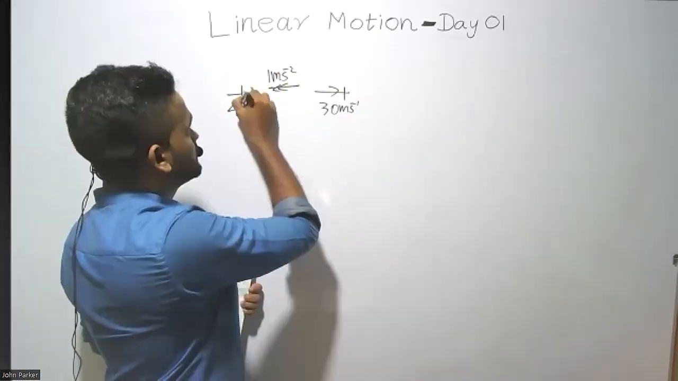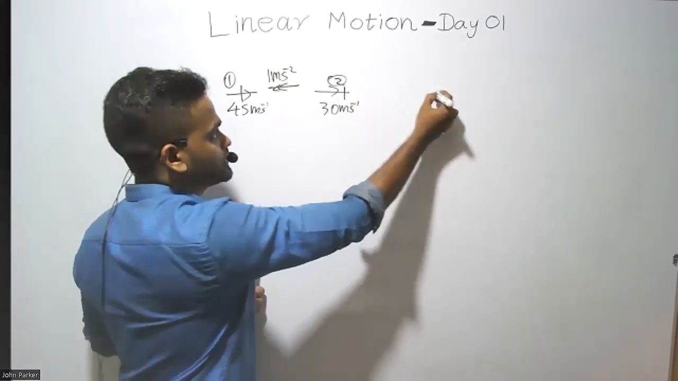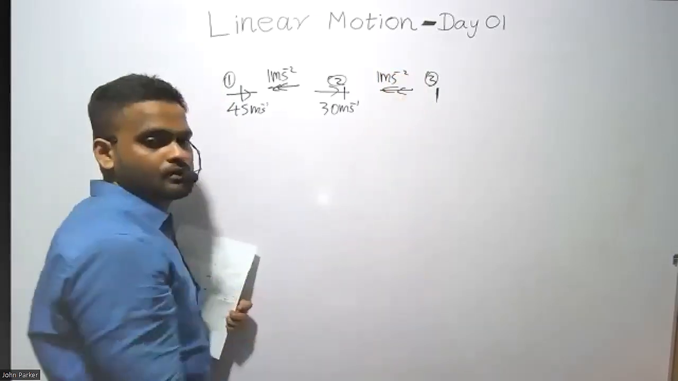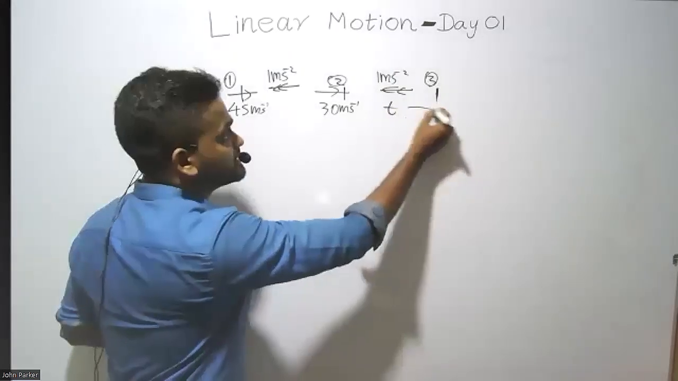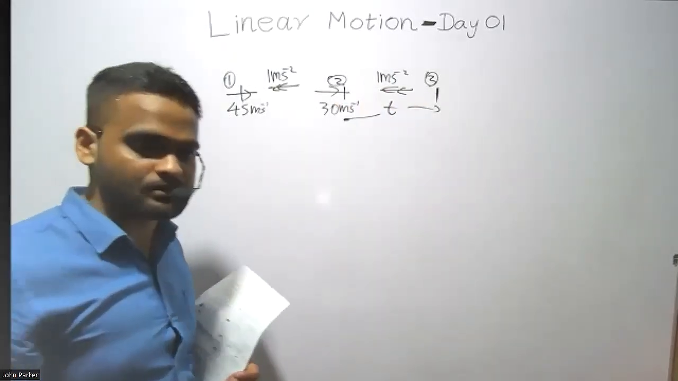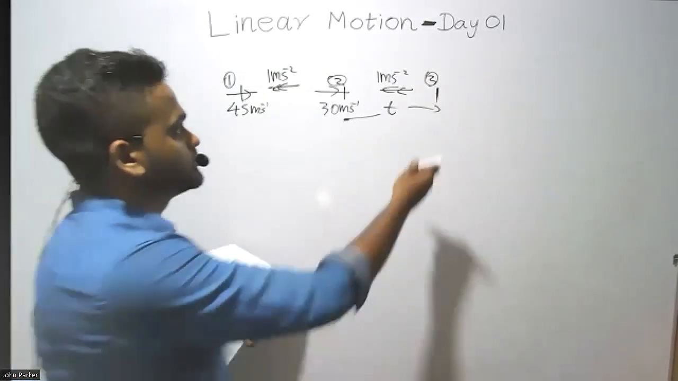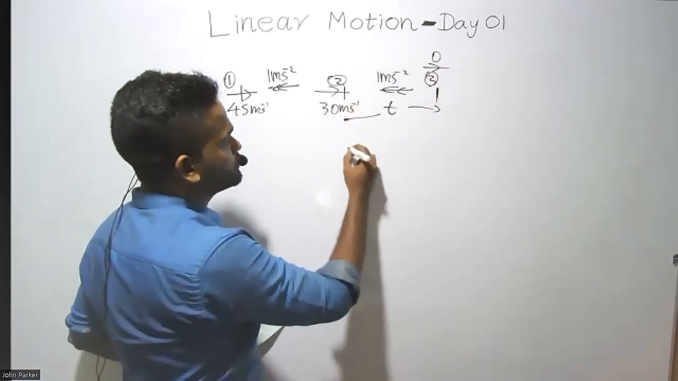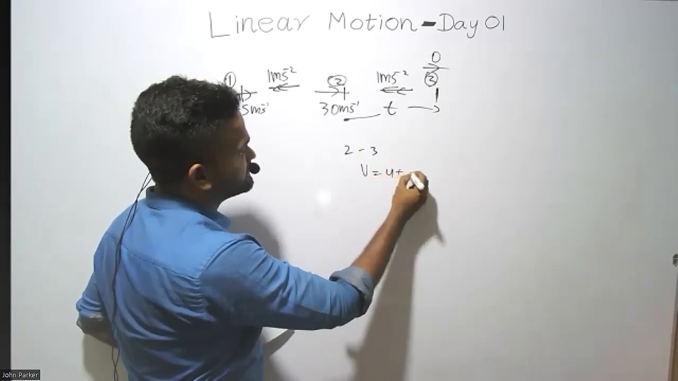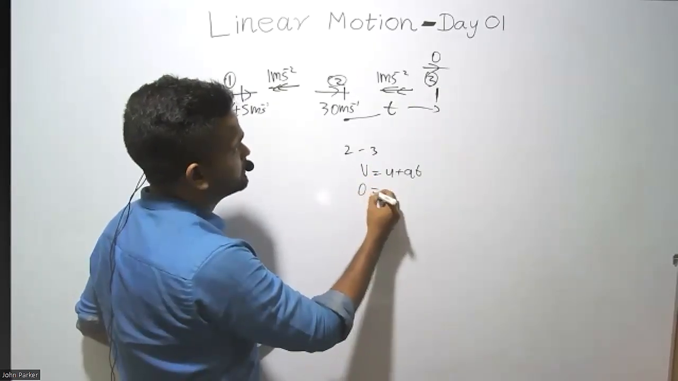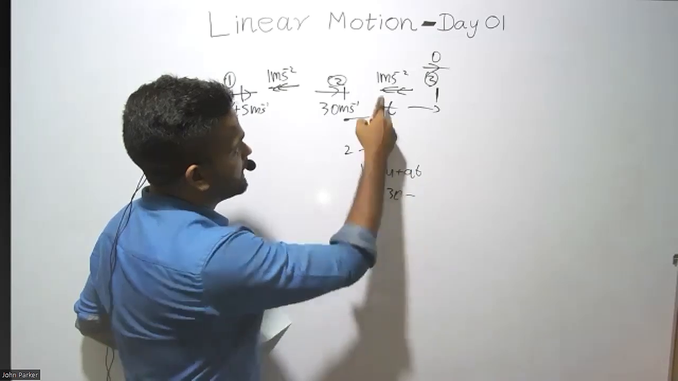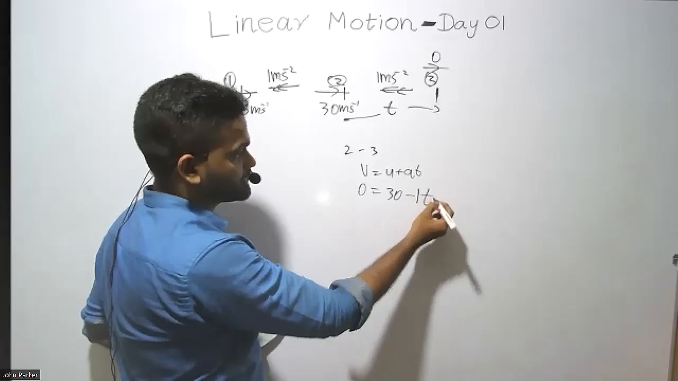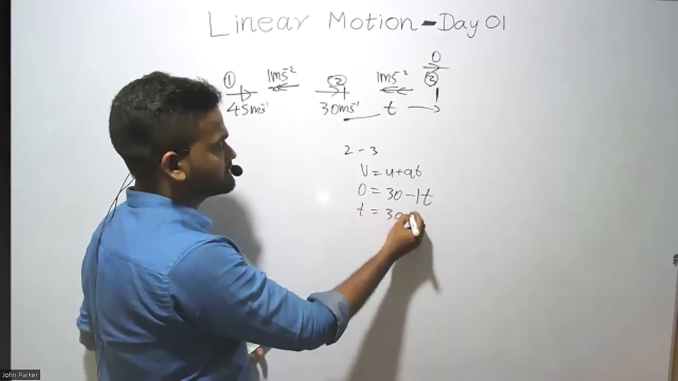It is to the other side. This is position 1, 2, then here 3. In this range also, it has this deceleration, 1 meter per square second. So what they ask is the time from here to here. That time is what they ask. So here the final velocity should be 0, right? It stops there. Just apply from 2 to 3. v equals u plus at. So final velocity is 0. Initial velocity 30. It is a deceleration, so I'm applying minus here. Minus 1 times time.